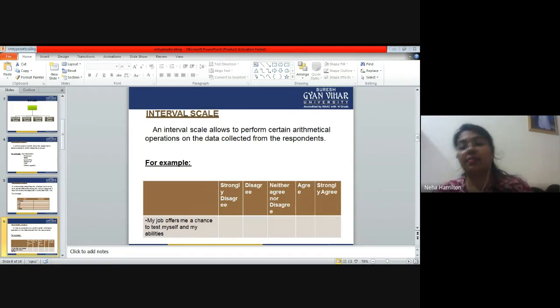Next is called the interval scale. An interval scale allows us to perform certain arithmetical operations on the data collected from the respondents. Whenever we want to apply any statistical technique, it is very important to apply a particular scale, which is called the Likert scale. This Likert scale is very important because it helps us to quantify subjective things, for example ideas, opinions, and attitudes, or satisfaction, or liking, or disliking.